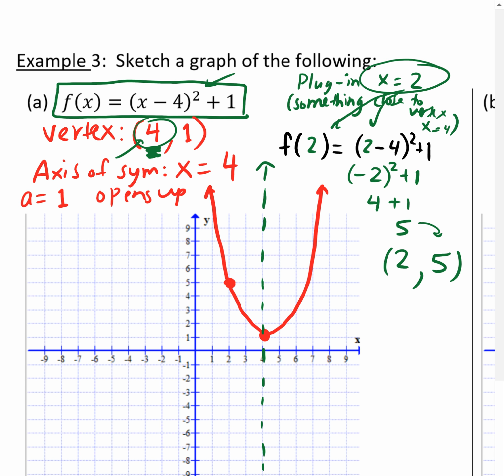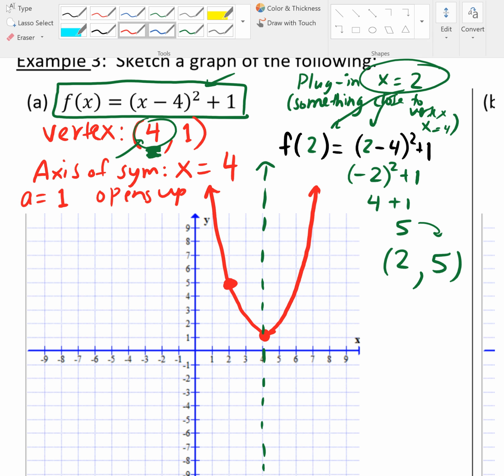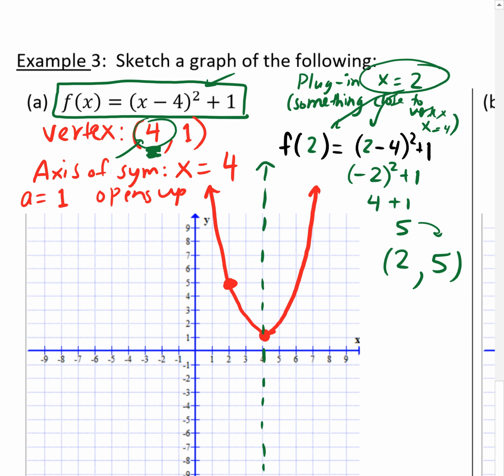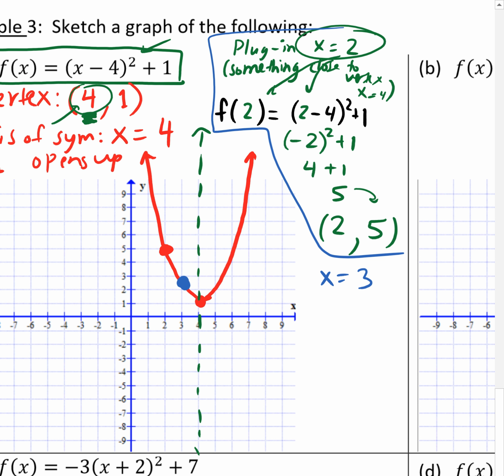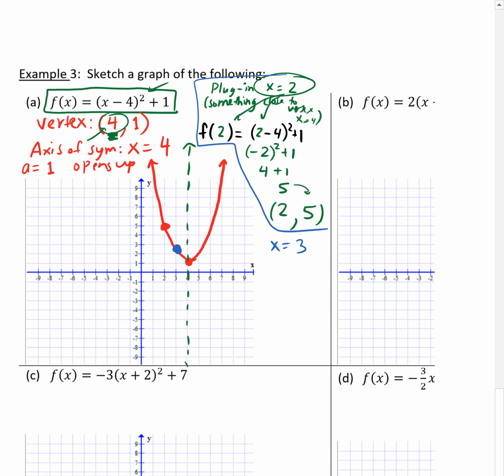I try to do my best, but it doesn't really look symmetric. If you're a perfectionist, you might erase it, but I'm not too concerned with it. As long as it looks like you put some sort of effort in, that looks a little better. There we go, so there's my point. I plugged in x equals 2 to find a second point. If you'd plugged in x equals 3, your point would have been about right here. So don't worry. Even if you plug in a different point, you're going to get a point that's still on the parabola. You'll have the same shape and the same graph, just a different second point.